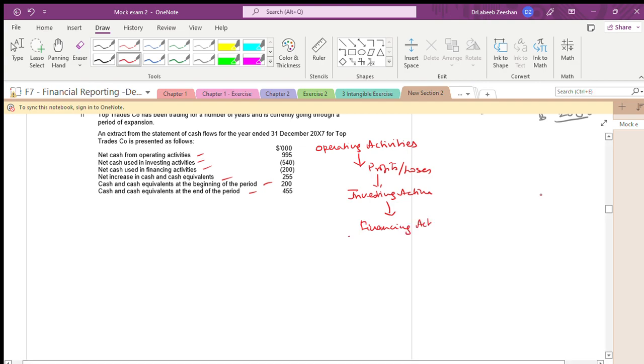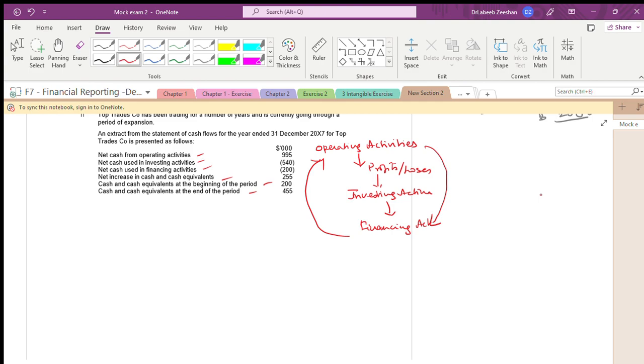This is the cycle, and this cycle will always continue. Whatever profits you generate from the operating activities... Investment activities are only related to what? Non-current assets. Financing activities is how you are going to borrow. You have to borrow, you have to invest, you have to generate, and you have to get the things done, right?